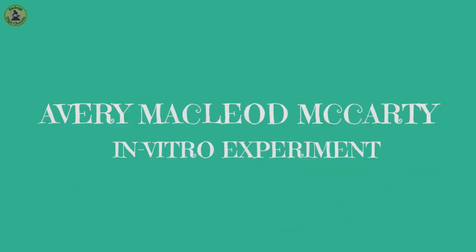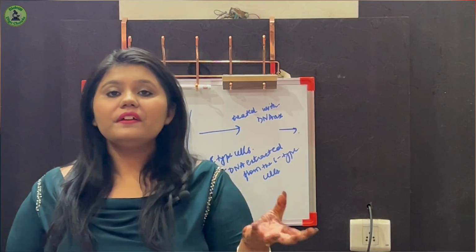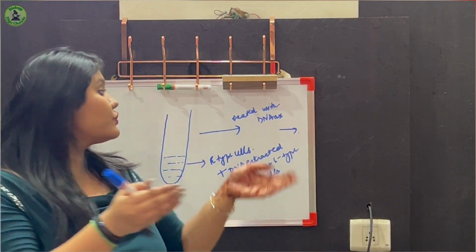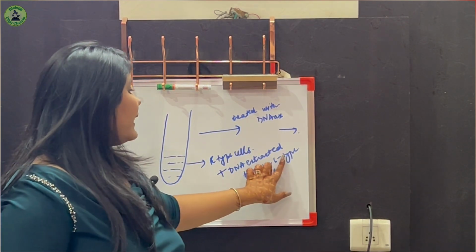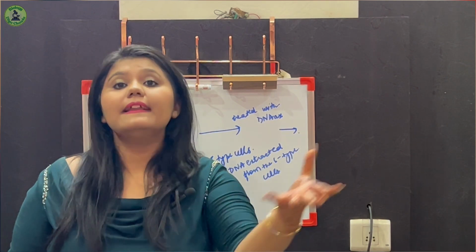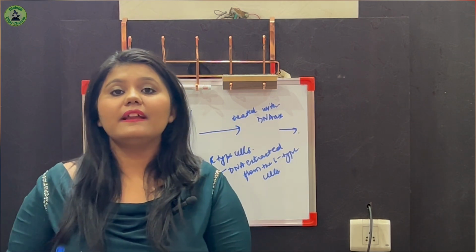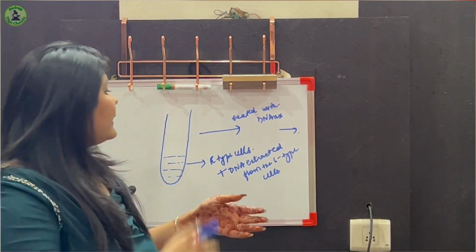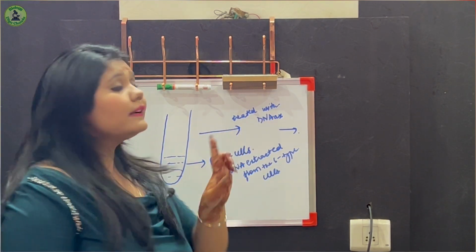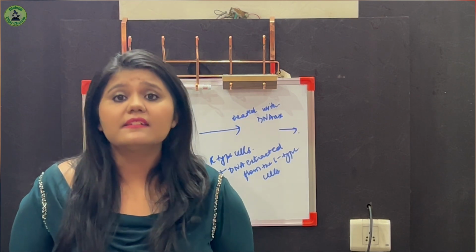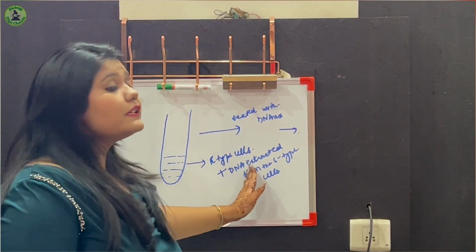The next experiment was performed by Avery, MacLeod, and McCarty. They created an in vitro condition in which they mixed the R-type cells with the DNA extracted from the heat-killed S-type cells. What they saw was that when DNase, the enzyme that can cleave DNA, was added, the R-type cells were not transforming into S-type cells. That means DNA is the material that is transforming the R-type cells into S-type cells.